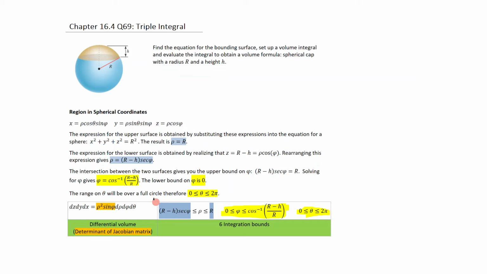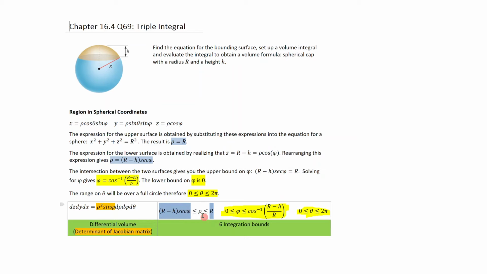Well, this will be a full circle, so theta will range from 0 to 2 pi. So we can now write everything out that we need in order to be able to solve this triple integral. First of all, in spherical coordinates, the differential volume becomes rho squared sine phi d rho d phi d theta, and the rho squared sine phi is the determinant of the Jacobian matrix. The bounds on rho we've just basically computed.